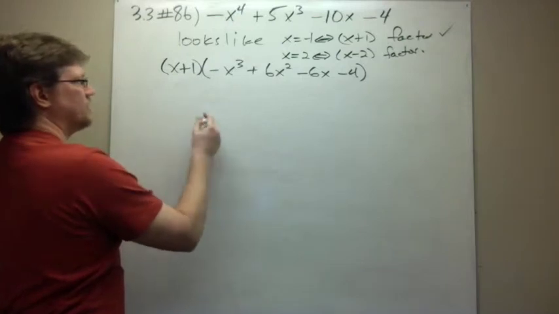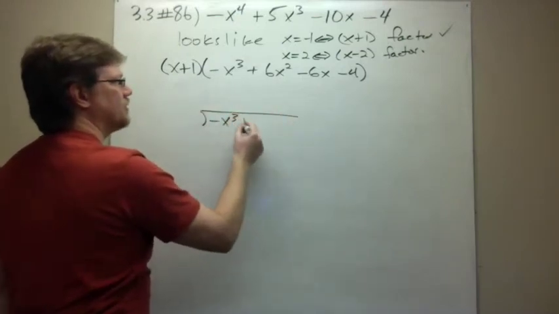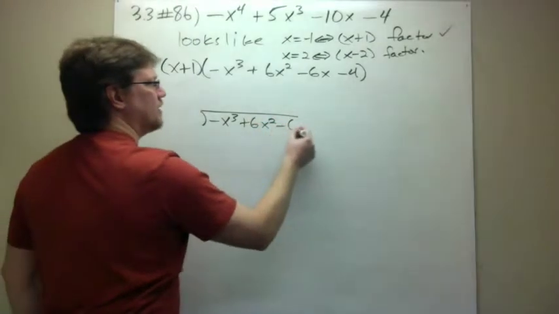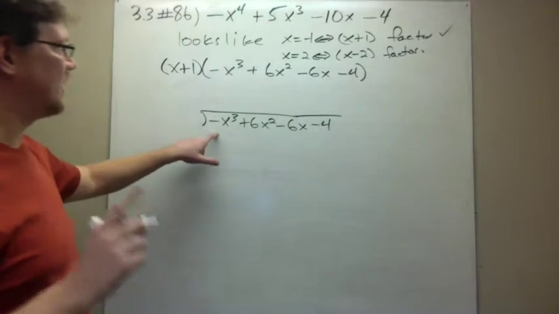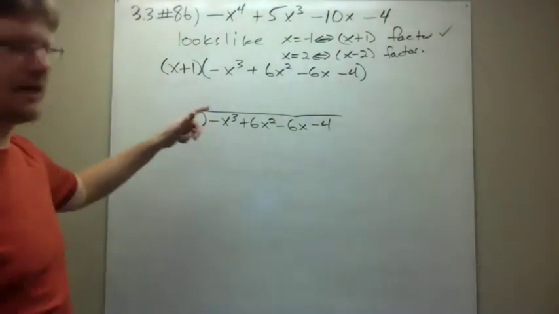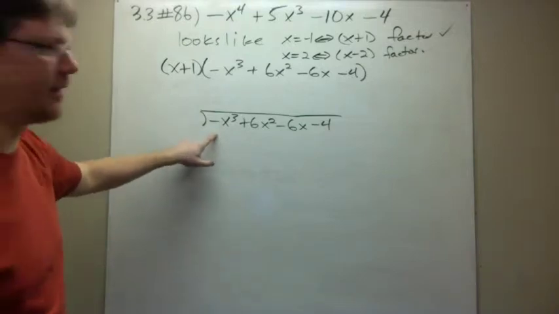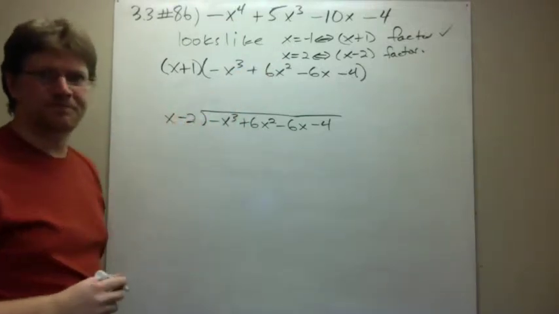Okay, so let's divide our minus x cubed plus 6x squared minus 6x minus 4. Make sure all my signs are right. Well, it doesn't matter, I erased it anyway, right? So we'll see if they're right or not. And divide out the x minus 2.